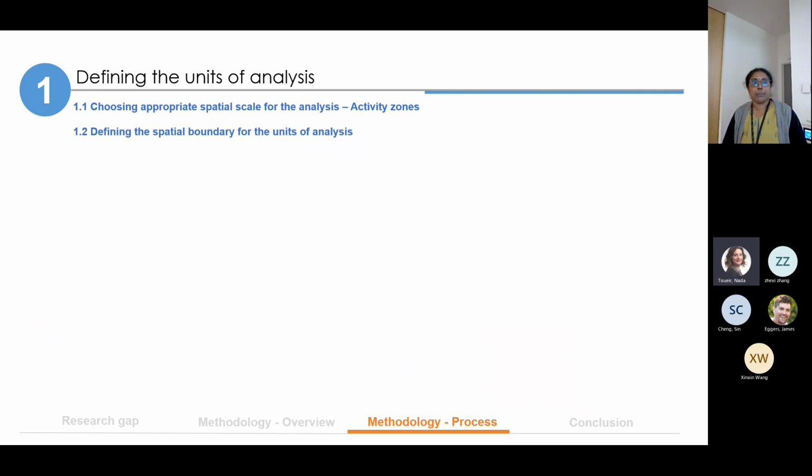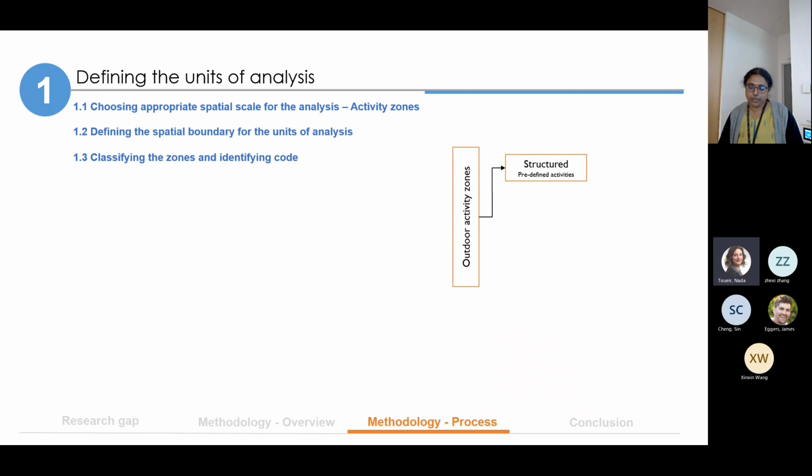Next was to define the spatial boundary for the unit of analysis. Here, the outdoor activity zones were classified into two. The structured zones are mostly identified through predefined activities such as the sandpit areas and the fixed play equipment areas, which are more or less defined areas. And then we have the unstructured activity zones. These are areas where children are mostly involved in spontaneous behavior. So these are the natural green areas in the school, the hard-felt areas where the children play running around. So these are the unstructured activity zones.